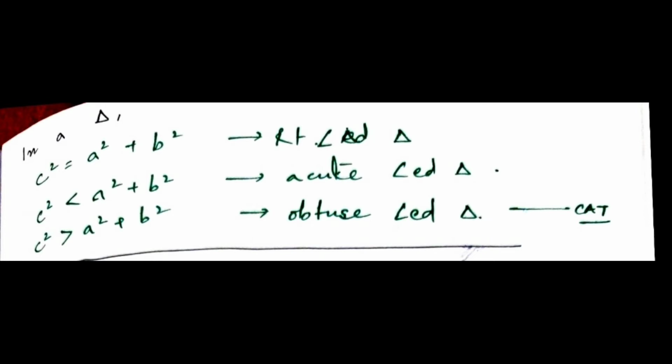The question which came in CAT used this property, that if it is an obtuse angle triangle, then C squared should be greater than A squared plus B squared. This is what was used.